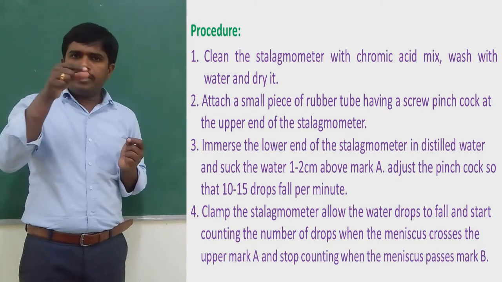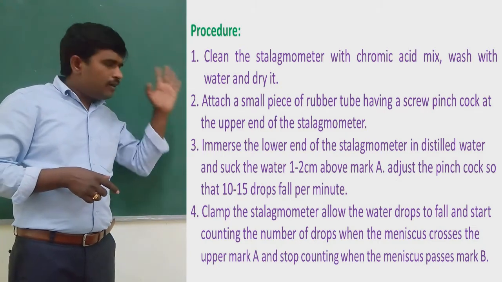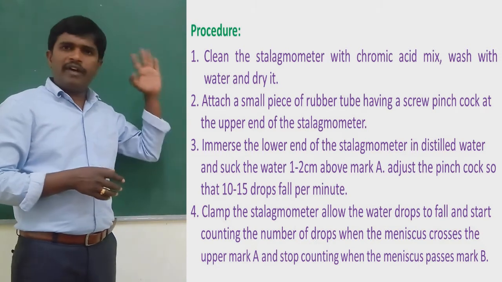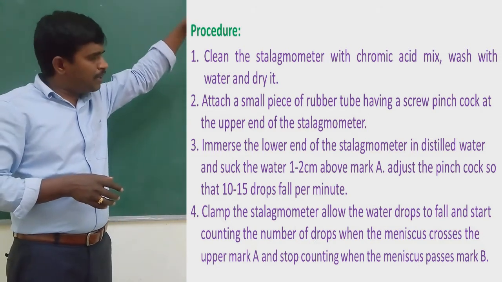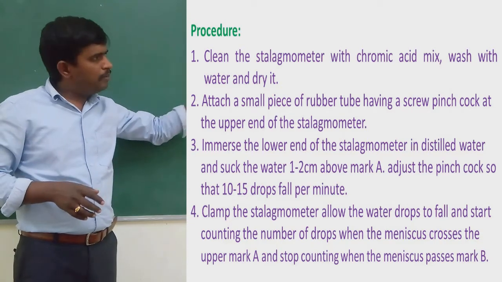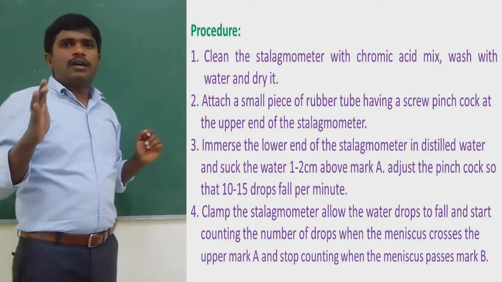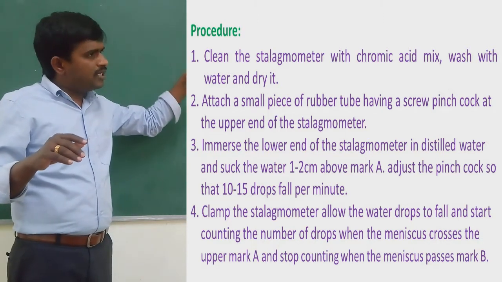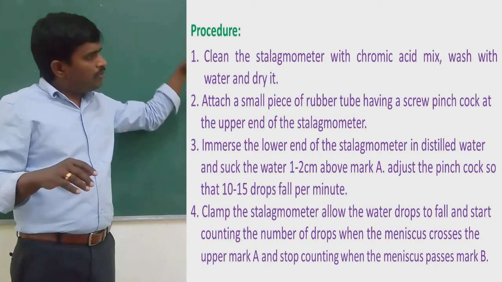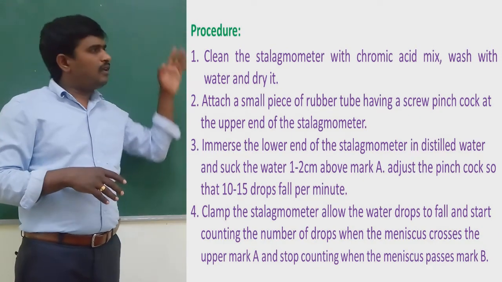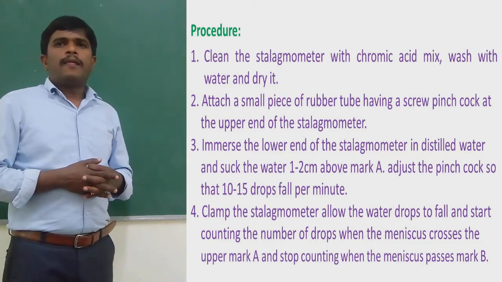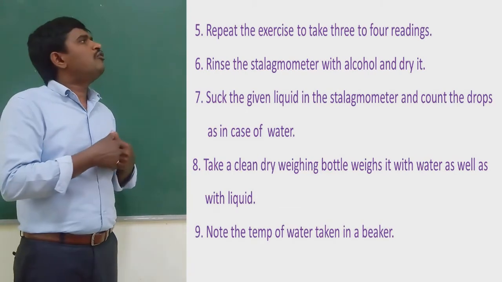Then clamp the stalagmometer. Allow the water drops to fall and start counting the number of drops when the meniscus crosses the upper mark, which is A here, and stop counting when the meniscus passes mark B. You have to start counting when the water passes the upper mark A and stop when it passes the lower mark B. Next, repeat the exercise to take 3 to 4 readings.